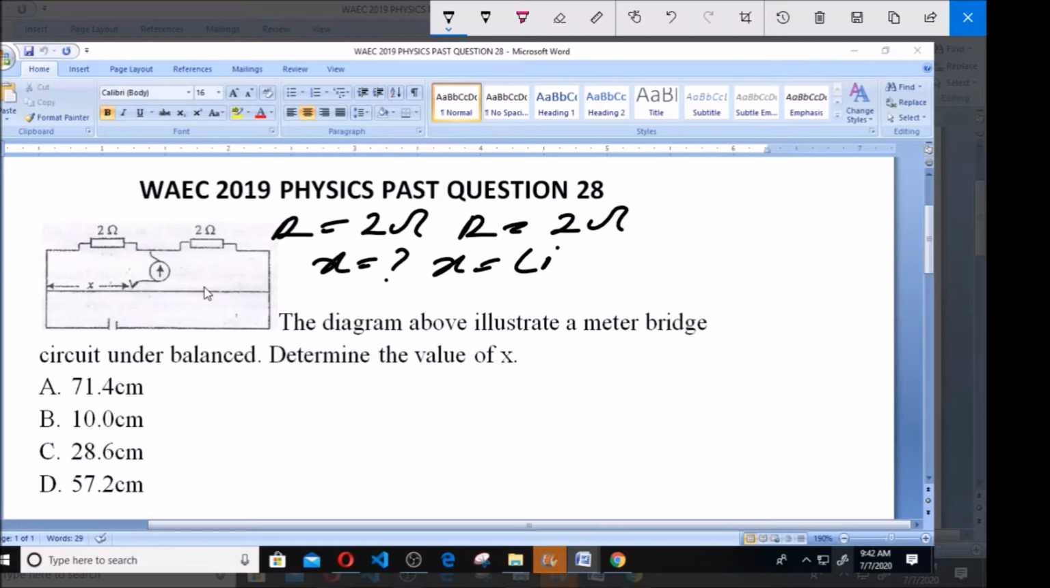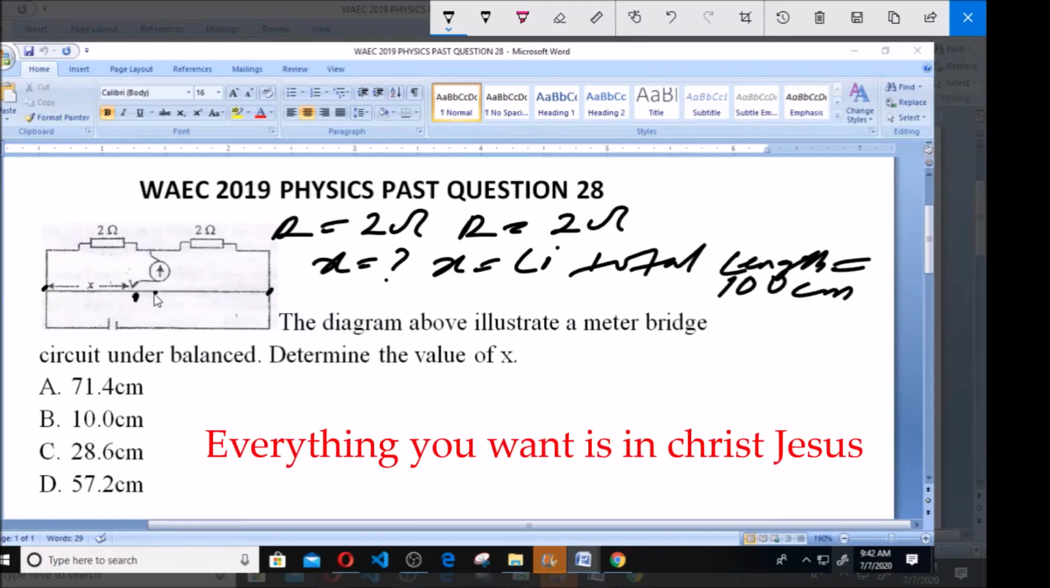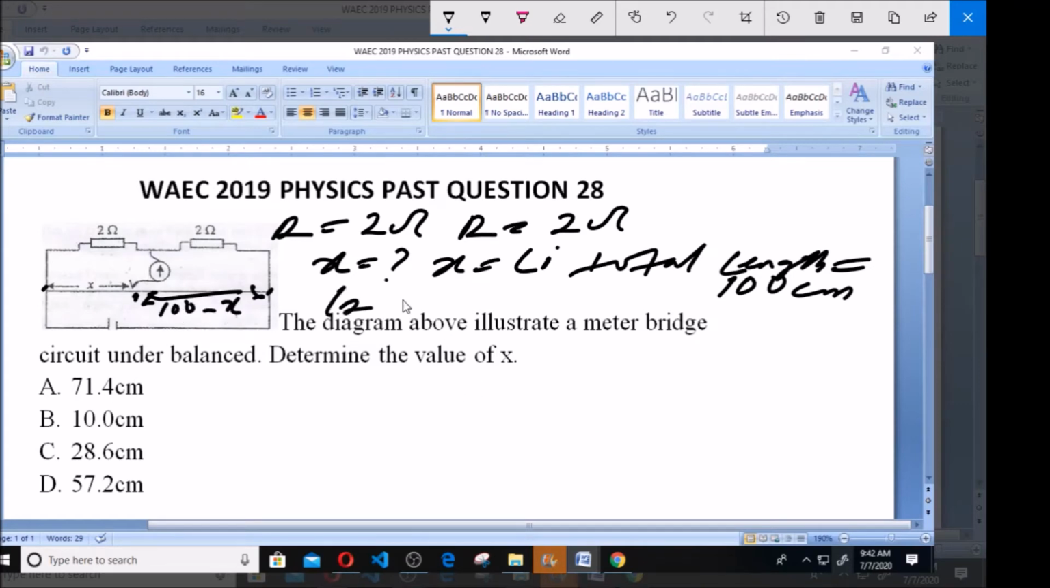Now in a meter bridge experiment, the total distance, that's the distance from here to here, which is the length of the wire, is equal to 100 units. In this case we'll call it 100 centimeters. Now it means the length from here to this particular place is 100 minus X. So we call our L2 100 minus X.